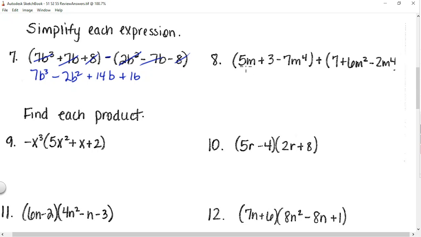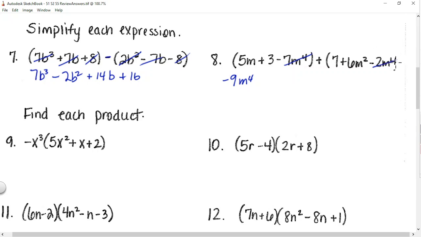Okay, let's look at the next one. This is just a plus here, so we don't have to worry about distributing a subtraction across all of the terms inside. We just combine the like terms. I'll look for the largest one first, so that's m to the 4th, and there's another m to the 4th. Okay, so let's combine those. Negative 7m to the 4th, negative 2m to the 4th. That's negative 9m to the 4th.